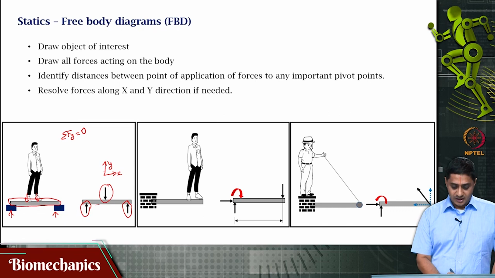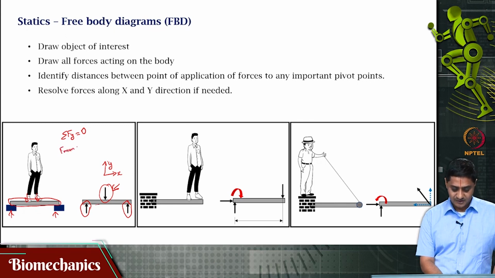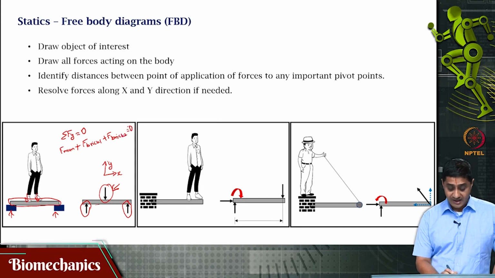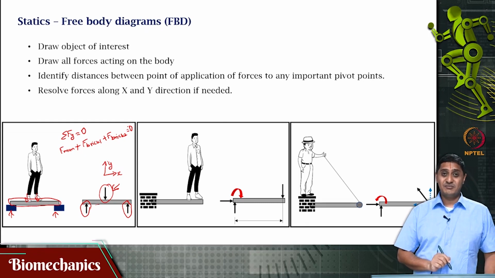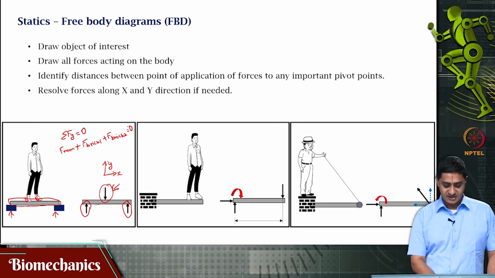Now, if I call this force the force due to the man, I can expand this sigma Fy as the force due to the man plus the force due to brick 1 plus the force due to brick 2 is 0, for the given directions of the brick 1 and brick 2 forces. Please remember that force is a vector and we also account for the direction of the vector. So, you say F man plus F brick 1 plus F brick 2 is 0.